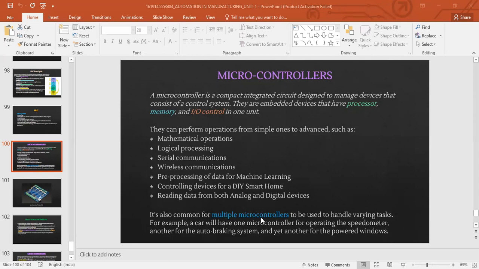It's also common for multiple microcontrollers to be used to handle varying tasks. If they are required, multiple microcontrollers can also be used. For example, a car will have one microcontroller for operating the speedometer. As you see, that's the application we are talking about. Another for the auto braking system, and yet another for the powered windows. Each of those requires a specific microcontroller, so one microcontroller for each of them.